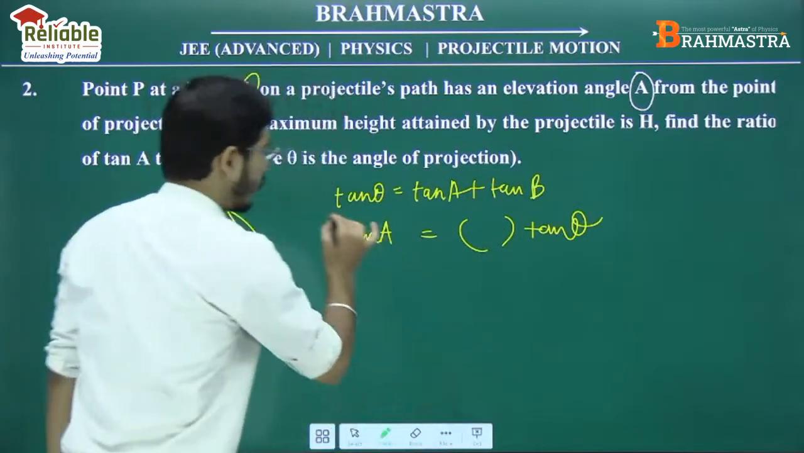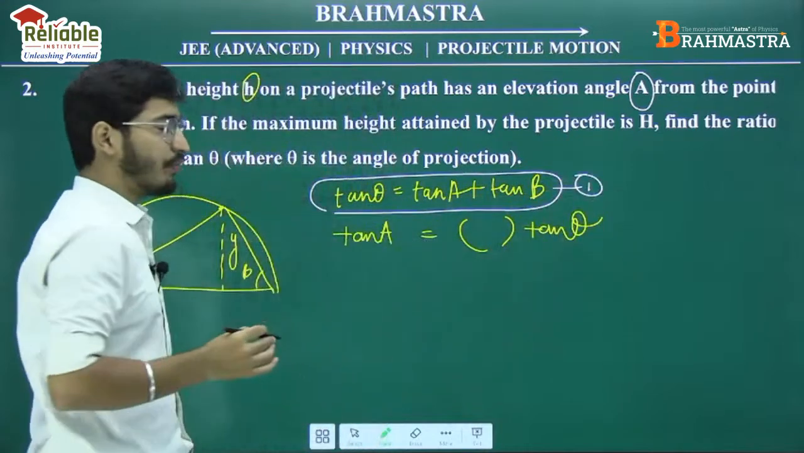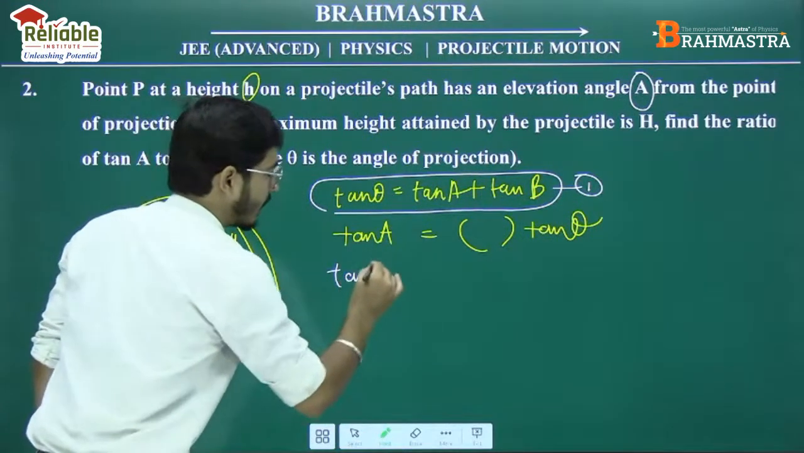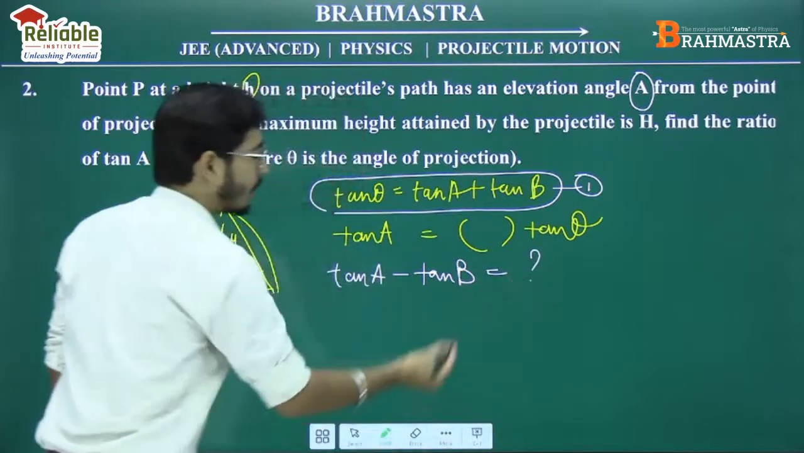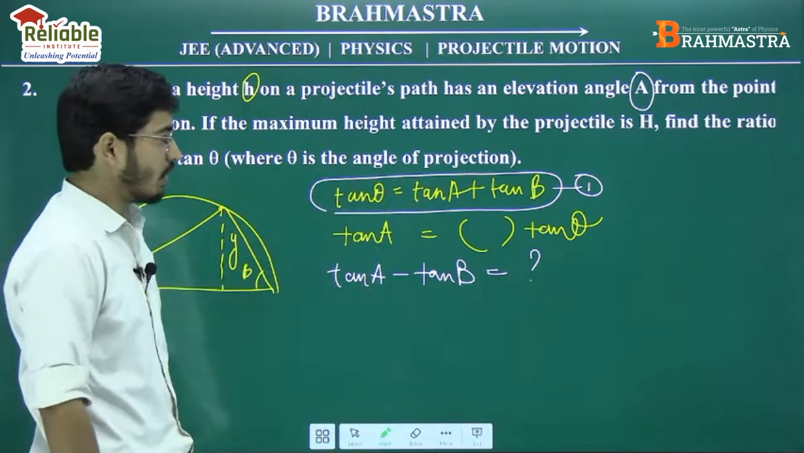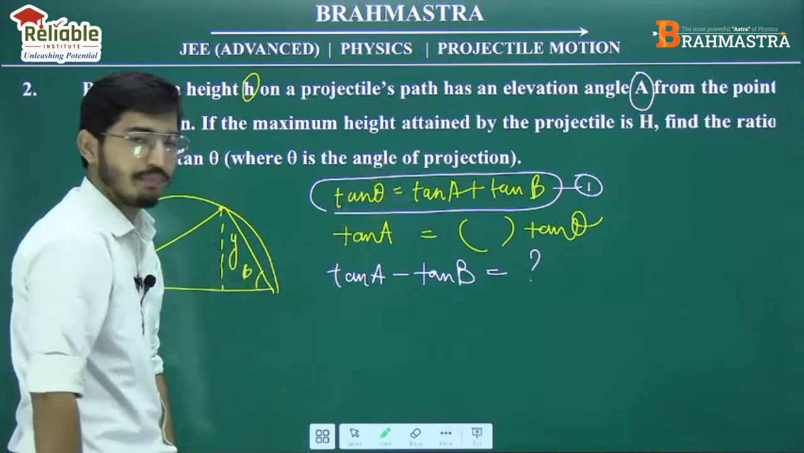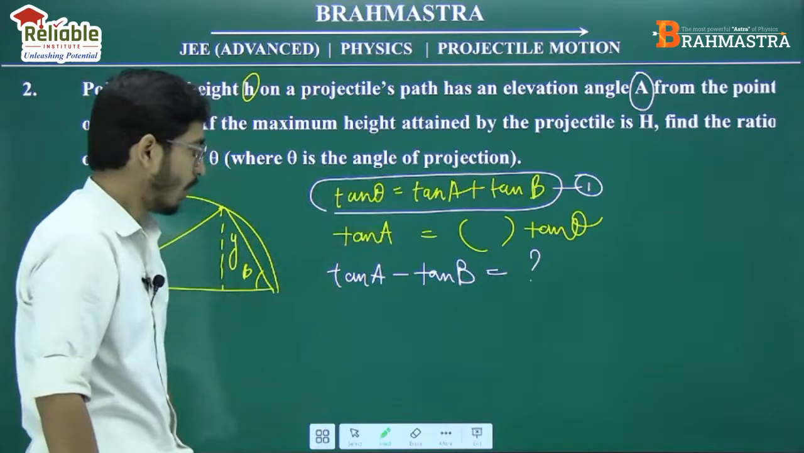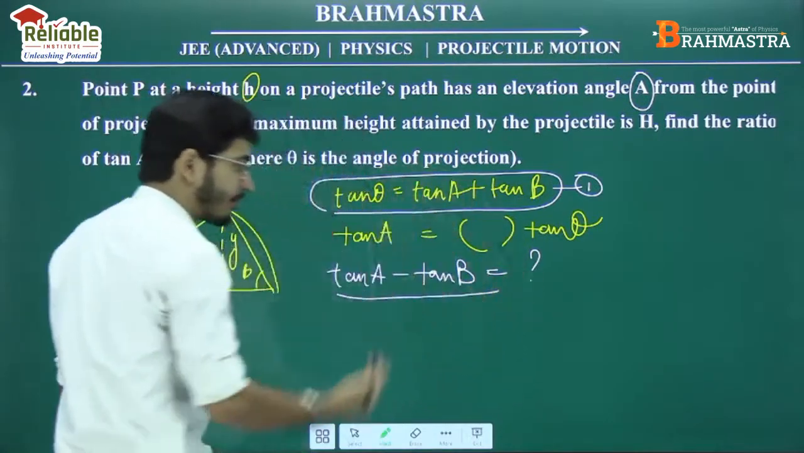So we know this is the relation there, we understand this relation. So we have to eliminate tan B. What if I can calculate tan A minus tan B? If I can calculate this value tan A minus tan B, and I already know this relation, and if I add these two equations, I can get rid of tan B. Then I can definitely have a relation of tan A and tan theta. Okay, fine. So my objective is now to calculate tan A minus tan B.